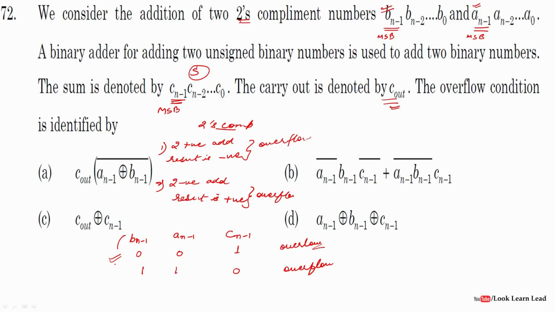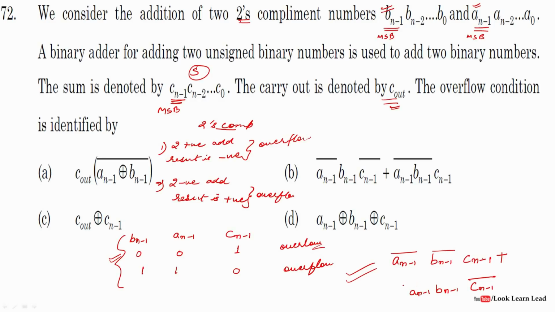See, it is like this. So from this we can conclude an equation like an minus 1 bar into bn minus 1 bar into cn minus 1, plus an minus 1 bn minus 1 into cn minus 1 bar. So this should be our answer.